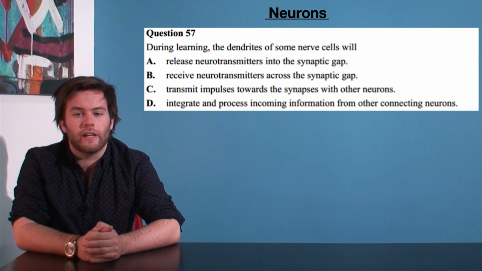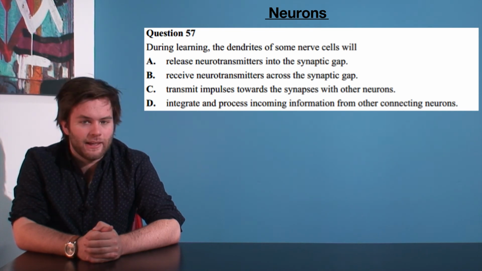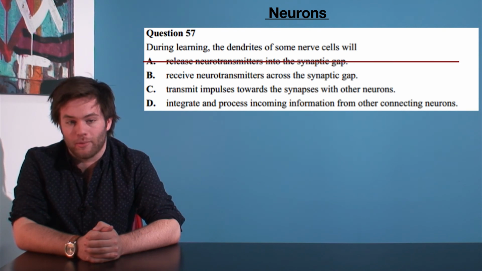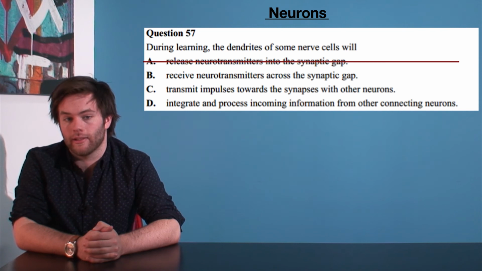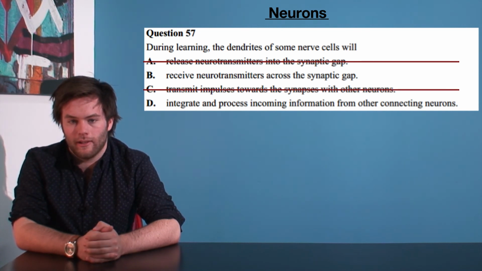Feel free to pause the video here to think about how you would answer this question before continuing. But we know that the answer is not option A. It is axons that release neurotransmitters, not dendrites. For a similar reason, C is not the answer that we want. And that leaves B and D.